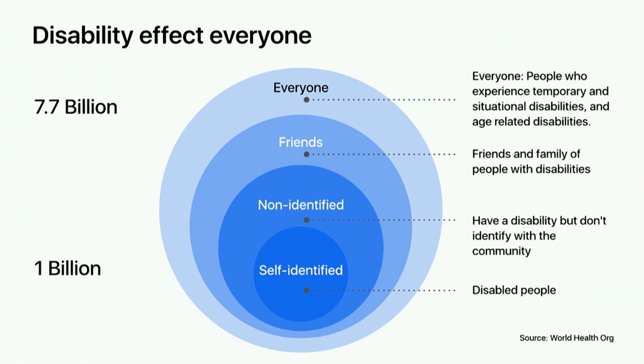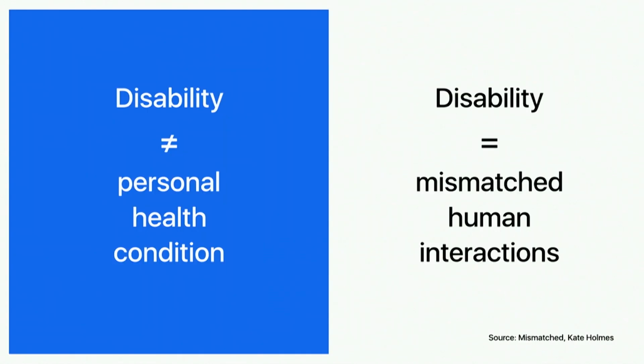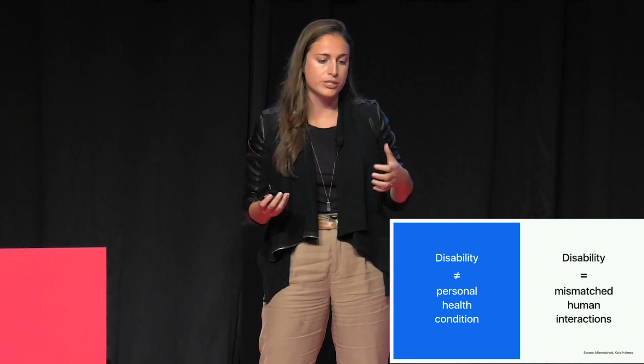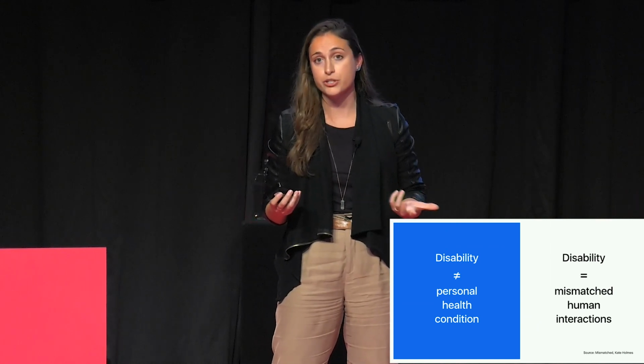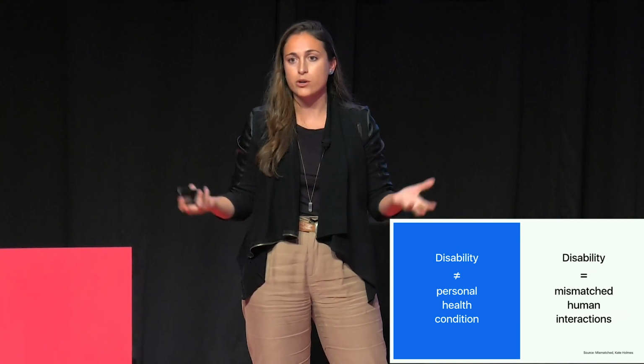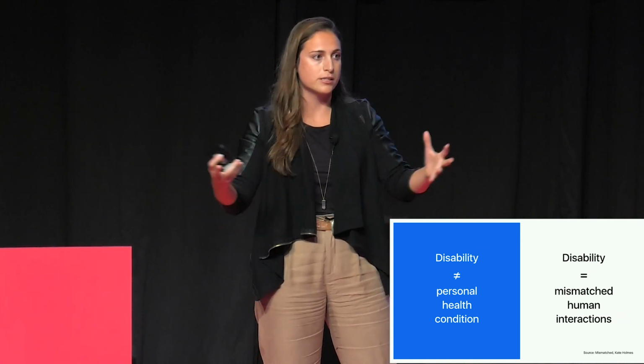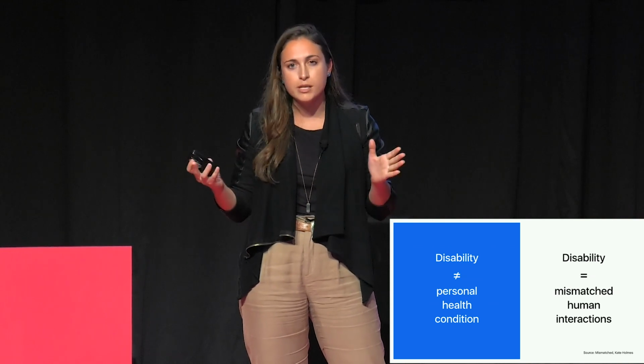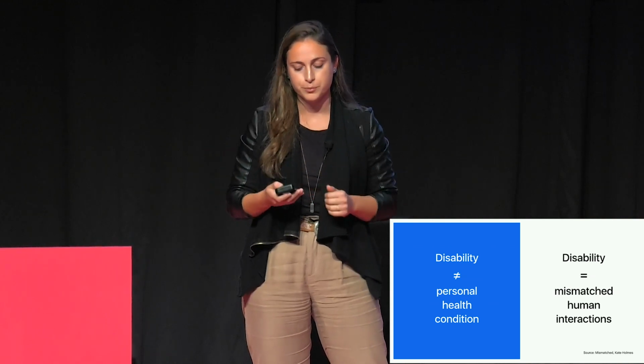But what do I mean by temporary or situational disabilities? Here, let's have a look at the definition. The World Health Organization definition of disability is a mismatch between the human features of a body and the environment in which they live. So this definition is really different from the perception, which is related to personal health condition. And so this definition puts the responsibility on us, designers, product teams, architects of our cities, to make sure that we are reducing these mismatch interactions.